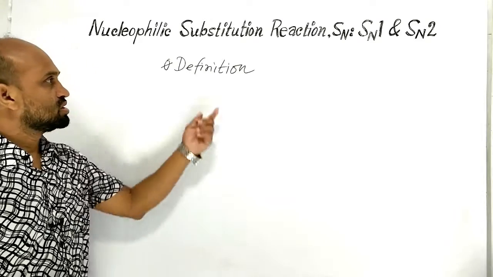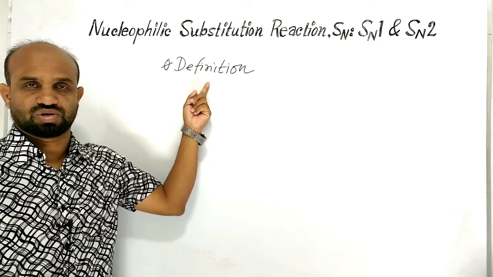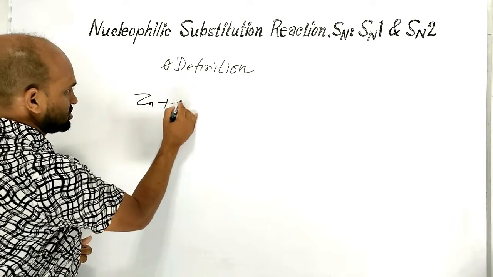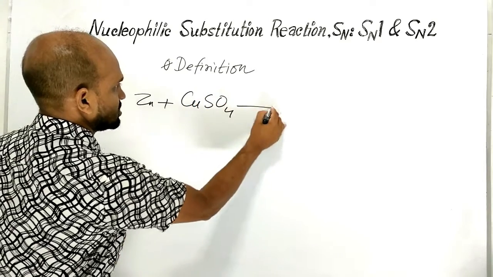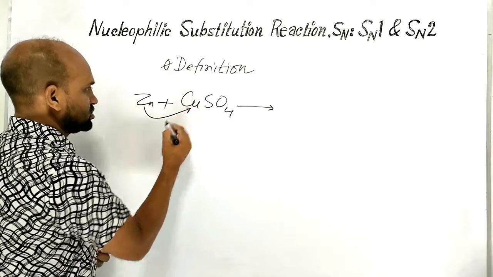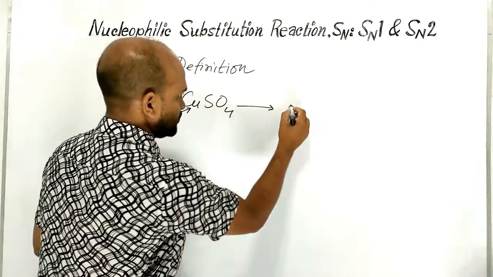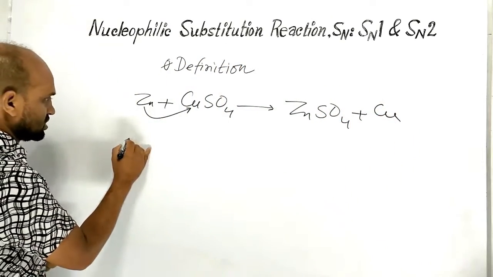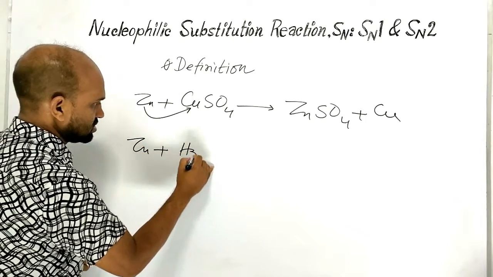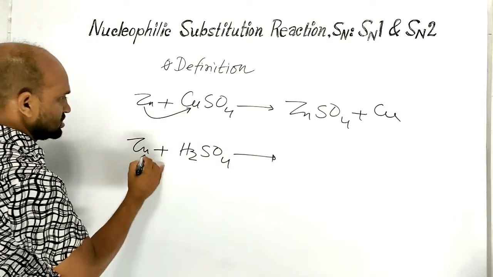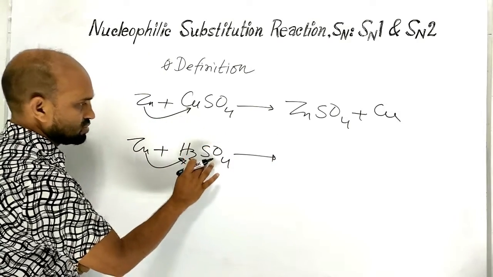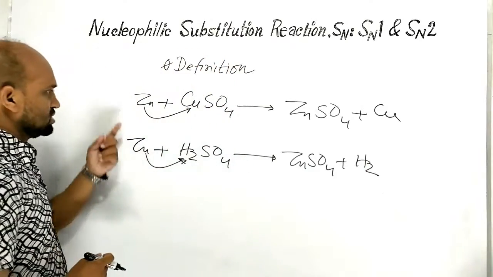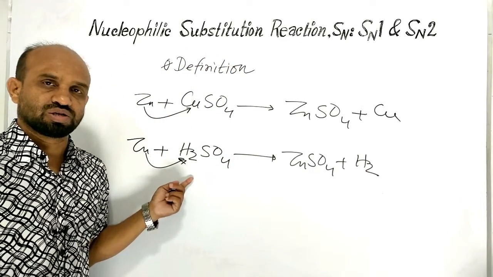The first point is the definition of nucleophilic substitution reaction. Let's see. When zinc is treated with copper sulfate, then zinc substitutes copper from copper sulfate to form zinc sulfate and copper. Another reaction, zinc plus sulfuric acid. Zinc substitutes hydrogen from sulfuric acid to form zinc sulfate and hydrogen gas. These reactions are called substitution reactions.